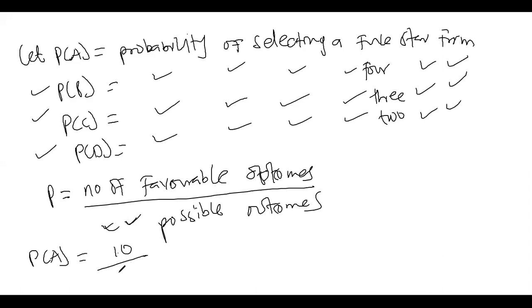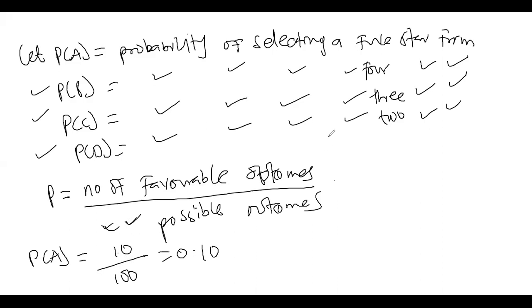Okay, so if I want to select a 5-star firm, there are 10 favorable ways I can select it because there are 10 of them, right? And it is possible that I can select any firm. So all the total number of firms listed is 100. So this makes 10 over 100, that is 0.10.